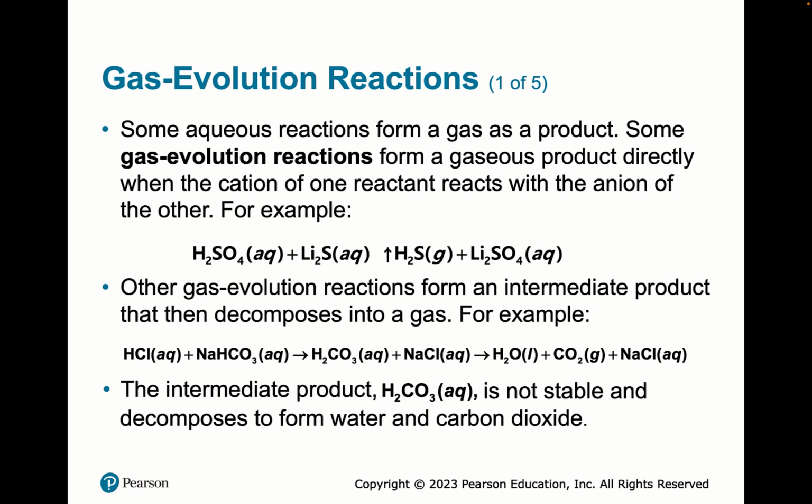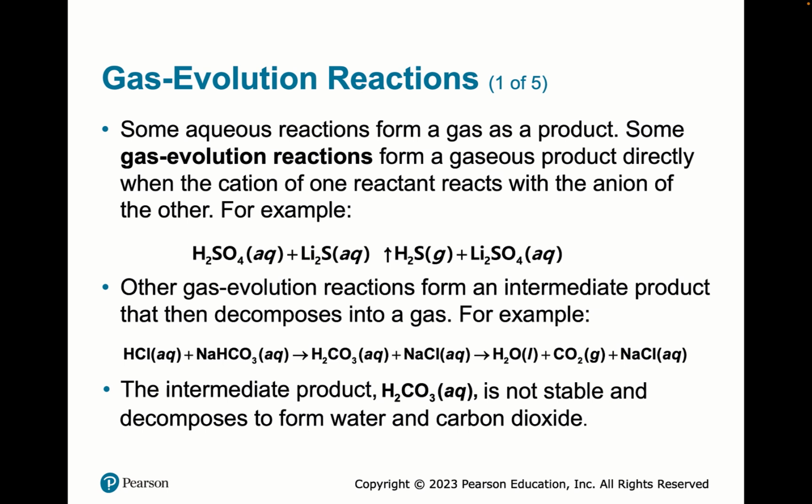A more common one is hydrochloric acid with sodium bicarbonate, baking soda, which forms hydrogen carbonate and sodium chloride, and that's an intermediate step. But then it forms liquid water, carbon dioxide gas, and sodium chloride. You can even skip the intermediate step if you want, and just go right into the carbon dioxide. The hydrogen carbonate or carbonic acid there is known as an intermediate.